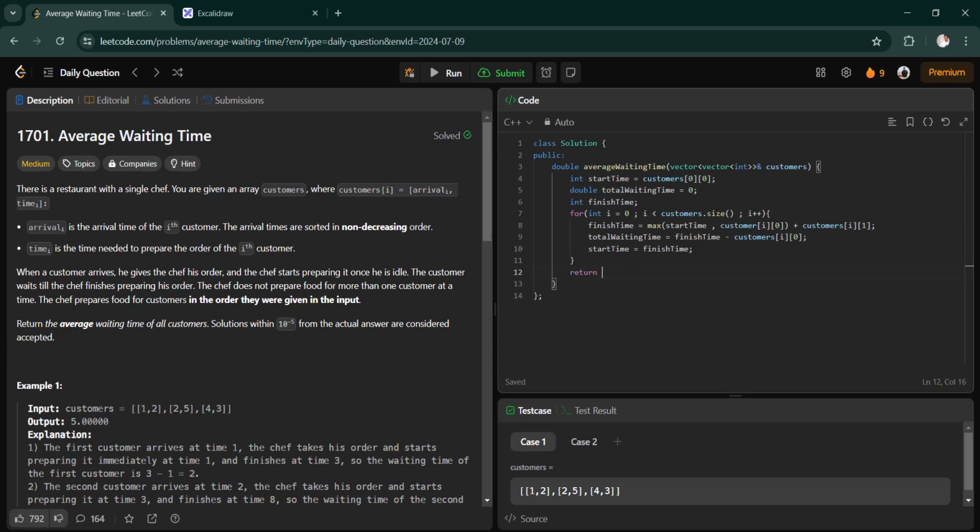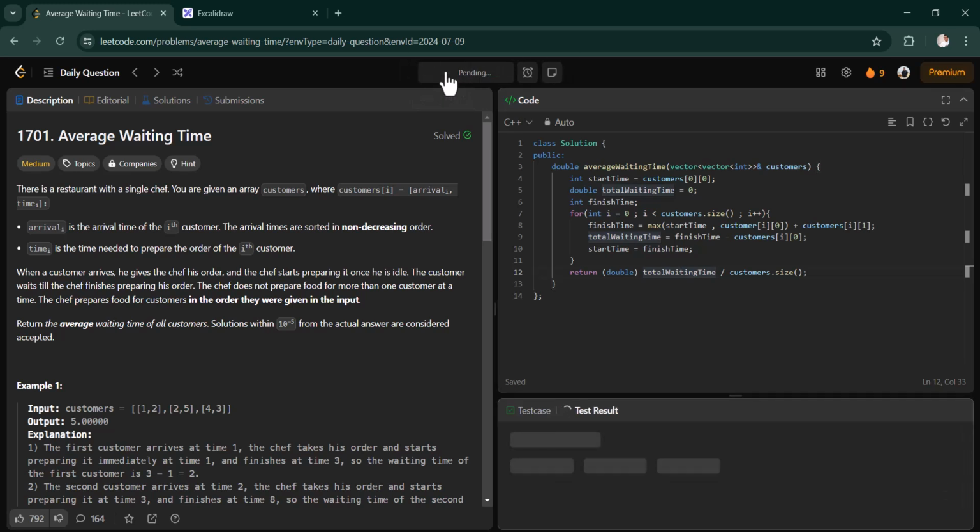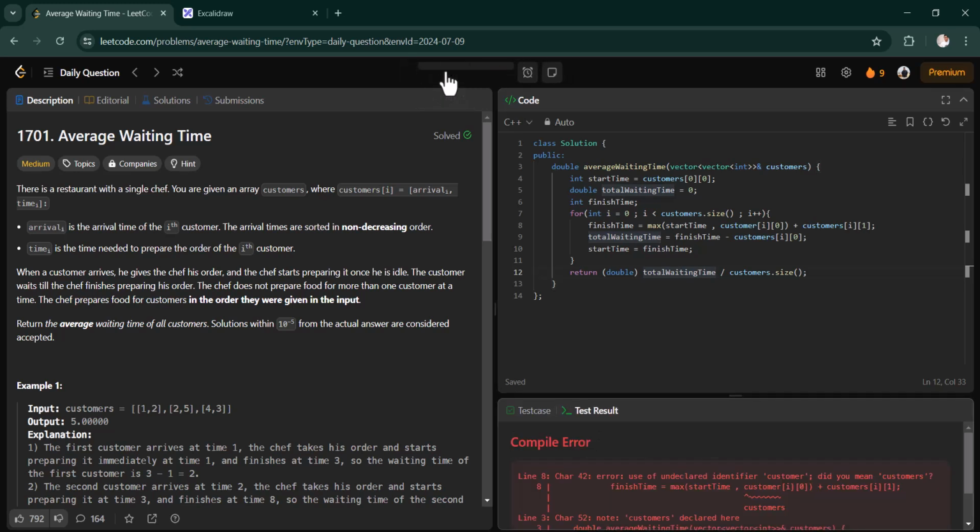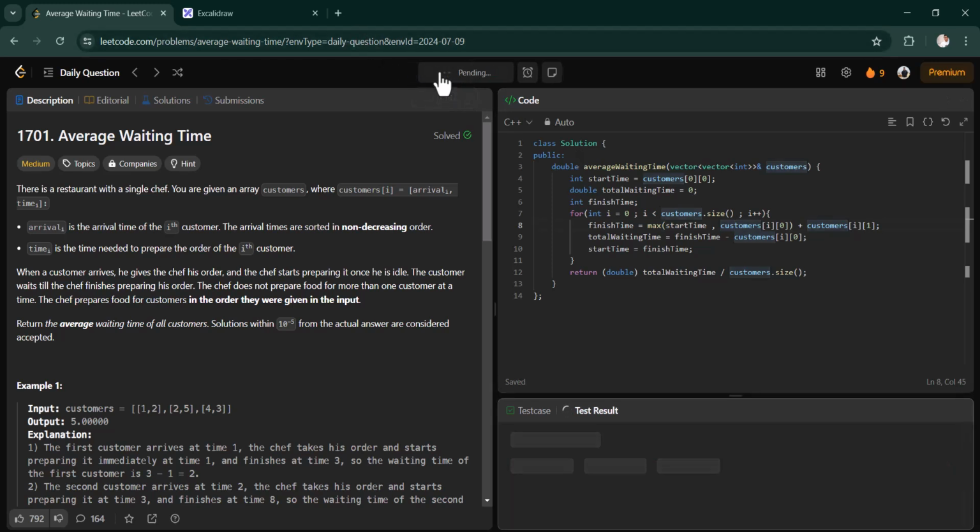Now after this we will return. As the solution can be in the 10 to the power 5 range, we will typecast to double: total waiting time divided by customers.size(). I think I have not made any spelling mistake. Now let's run this and check. Customers, it is customers. Anywhere else? No. Let's run this.